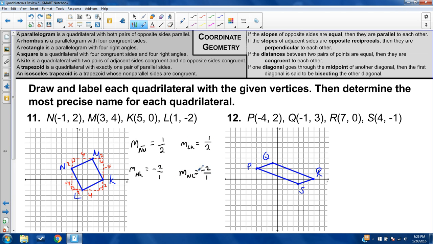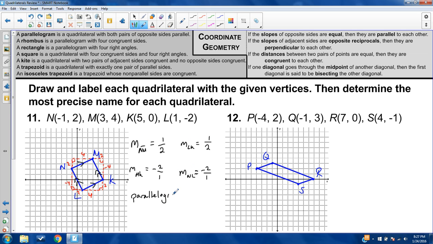So, what do we got here? 4 slopes. NM and LK are opposite each other. They have the same slope. Therefore, these two sides are parallel. This one and this one. These two guys right here, MK and NL, are opposite each other. They have the same slope, therefore they are parallel as well. At the very least, I know that this shape is a parallelogram.